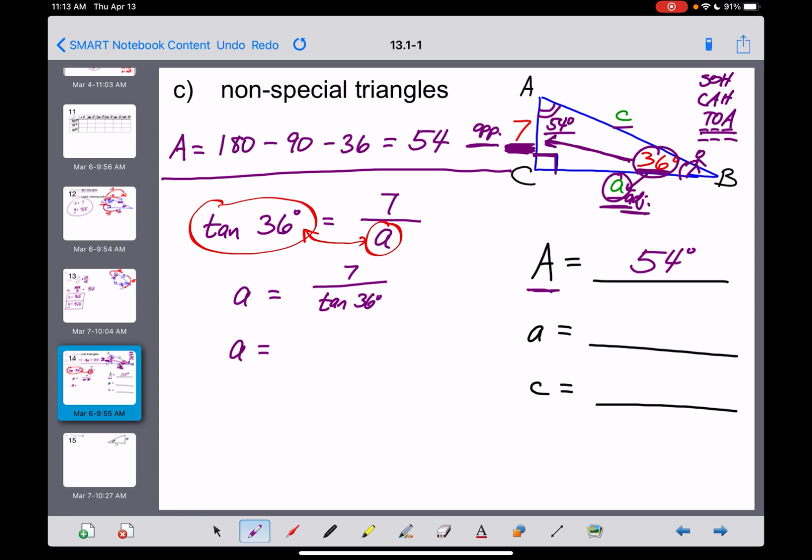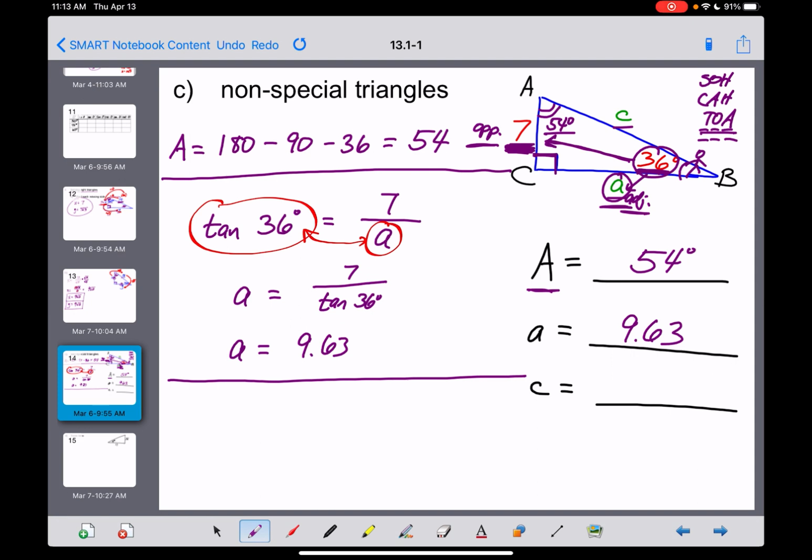Okay, moment of truth, everybody. 7 divided by the tangent of 36, I got 9.63. We'll go just to 2 decimal places here for the measure of side A. 9.63. All right, and I'll draw a line right there because I think we're done with that part. Okay, on to the third part now. Let's find the measure of C.